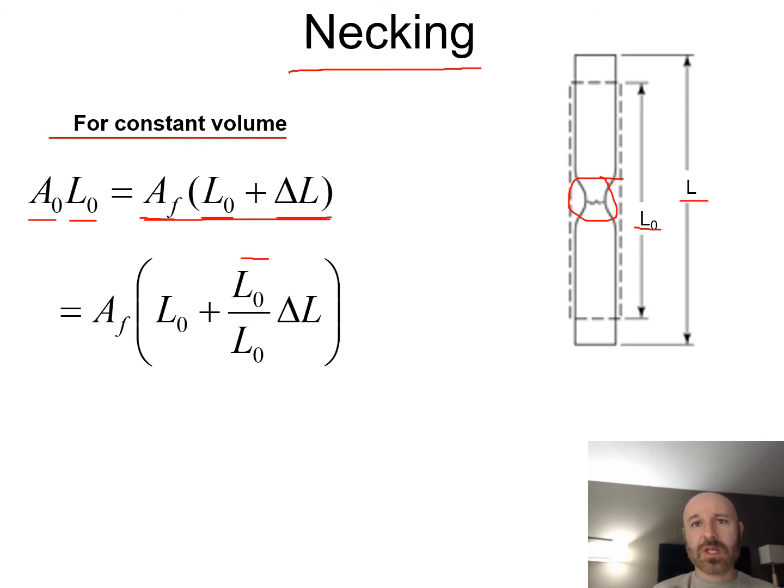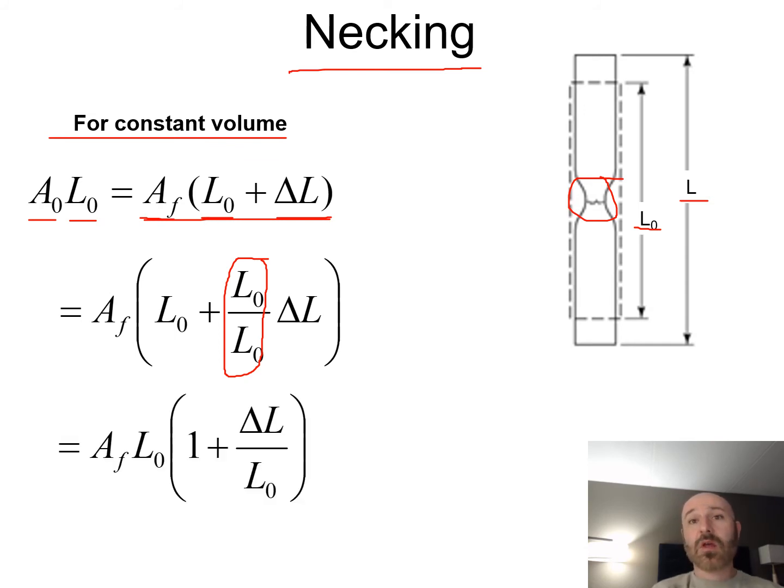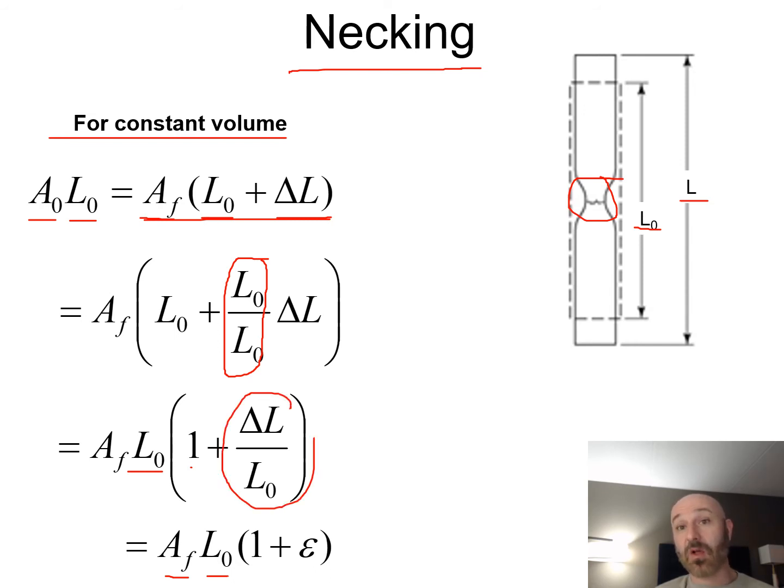Now with this relationship we can do a little bit of a math trick. We can see that L naught over L naught is 1. We can multiply this delta L by a 1 without changing anything. The reason we can do that is then we can simplify and realize that we have an L naught that we can pull out front. So this is now equal to our final cross-sectional area times L naught times, once we pull that out, 1 plus delta L over L naught, which we can rearrange a little bit more. This is equal to our final area times that initial length, times 1 plus, and our delta L over L naught is our strain, our epsilon value. So we've reduced that down with just a little bit of a math trick of multiplying through by 1.